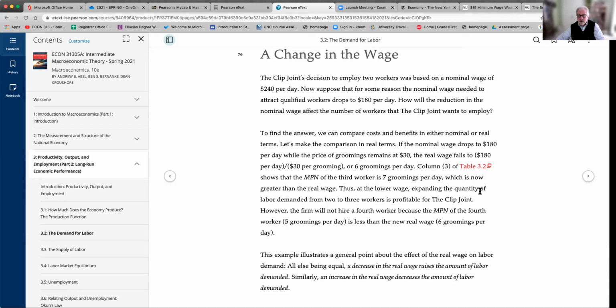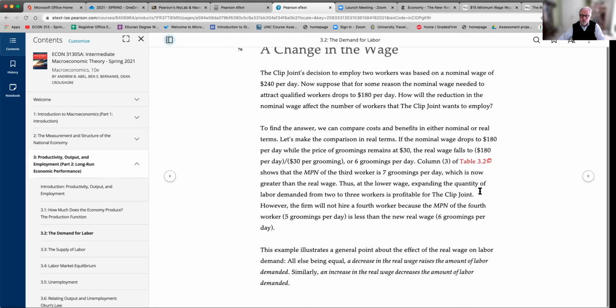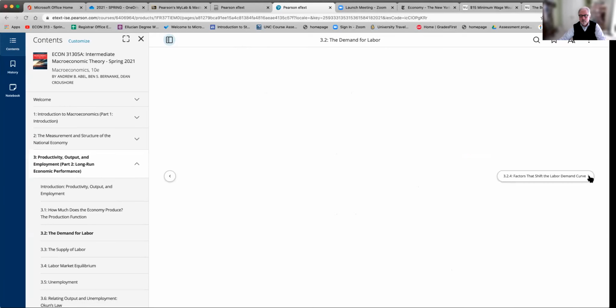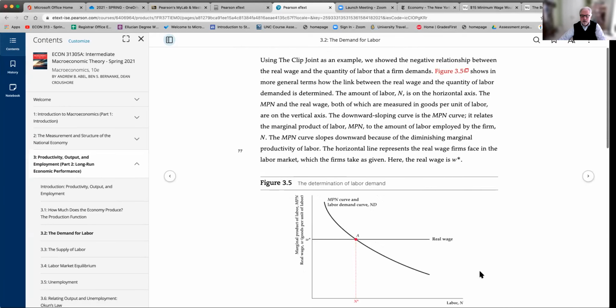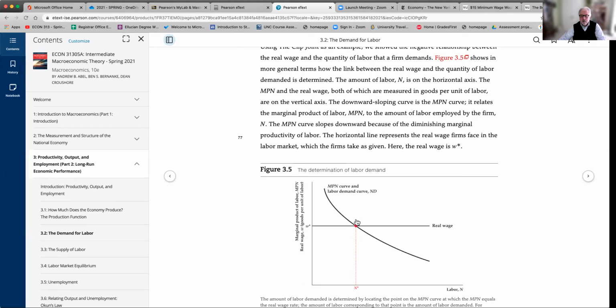And so it turns out that the demand for labor looks just like the marginal product of labor curve, but instead of measuring marginal product of labor on the vertical axis and labor on the horizontal axis, we have the real wage measured on the vertical axis. Since for profit maximization, they're hiring up to the point at which the real wage equals the marginal product of labor. So here's what the marginal product of labor curve looks like, right?